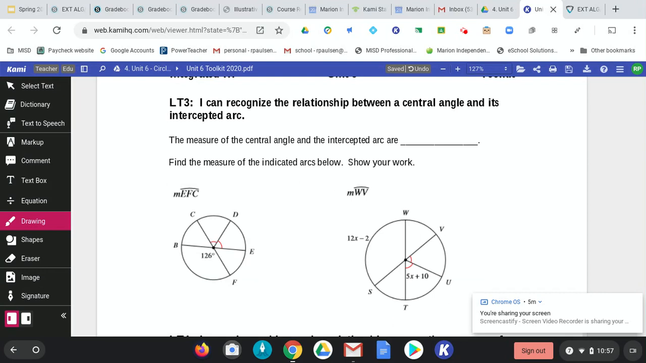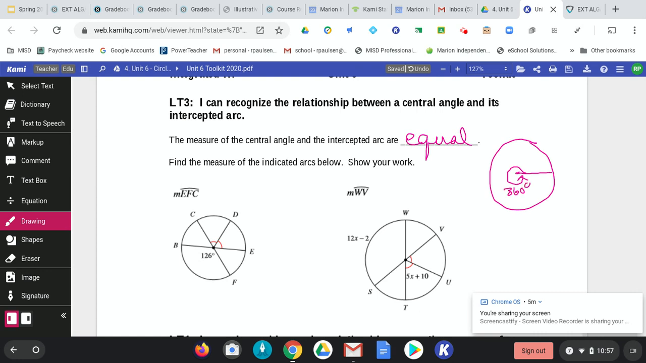And central angles was introduced on Monday. For this one, what we know is the measure of the central angle and the intercepted arc are equal to each other. How I describe this to students is, if I'm starting here at the center of the circle and I spin all the way around, how many degrees does it take to go around the center of the circle?